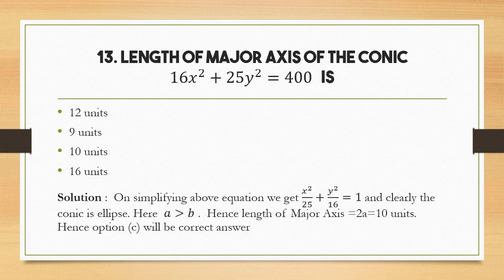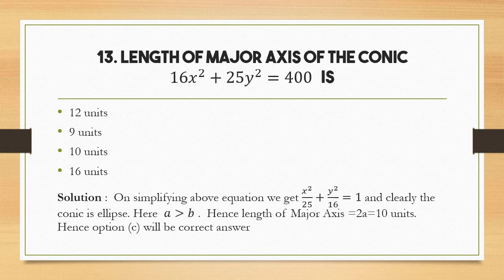In question number 13, they expect the length of the major axis of the conic. They have not told anything about what kind of conic it is. So what I will do here is divide both sides by the LCM, which is 400. When you divide by 400 on both sides, 16 into 25 is 400, therefore it is x squared by 25. Then the second term becomes plus y squared by 16, equal to 400 by 400. So I took the LCM and divided throughout by 400.